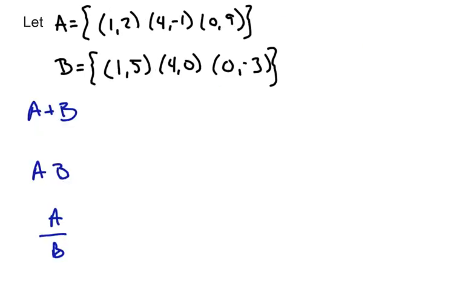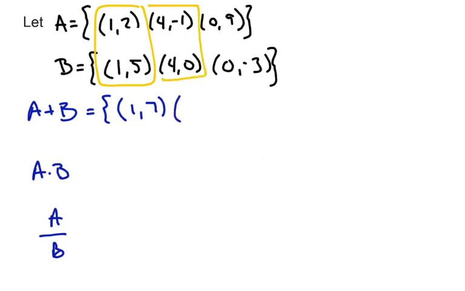So back to this example, if we want to find out what A plus B is, it's going to be a set, and the first thing that we look at is just when x is 1. For when x is 1, we're going to add the y coordinates together. 2 plus 5 is 7. Then we move on to the 4s. At 4, we're going to add the y coordinates. Negative 1 plus 0 is negative 1. And then we finish up by looking at the 0s. Add the y coordinates. 9 plus negative 3 is 6.